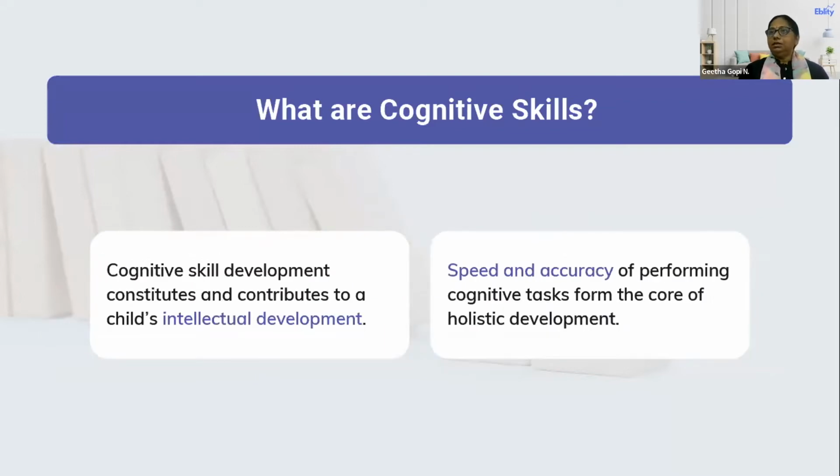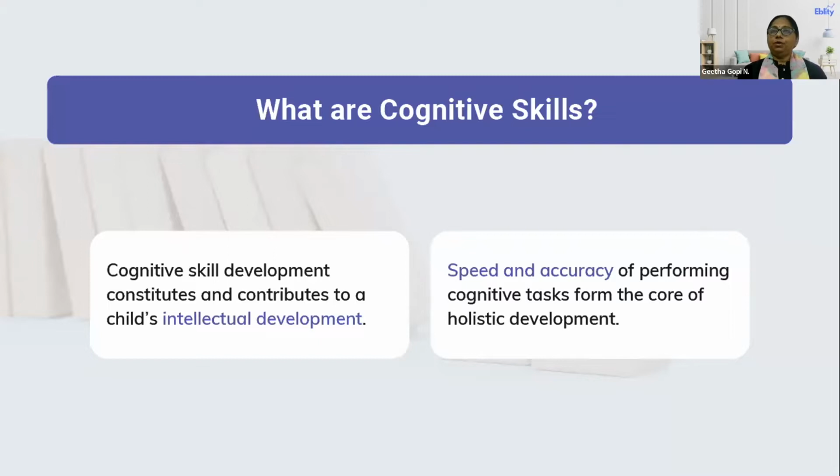Cognitive skills, in a nutshell, if you ask what are cognitive skills, it constitutes and also contributes to a child's intellectual development, what we popularly call intelligence: being able to understand, being able to analyze, being able to remember and reproduce what they have understood, or being able, from previous knowledge, to devise or find solutions to newer problems. So all this forms part of cognitive skill development and contributes to the overall general intellectual functioning.